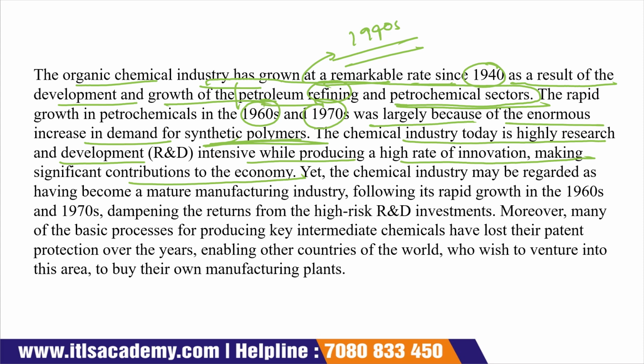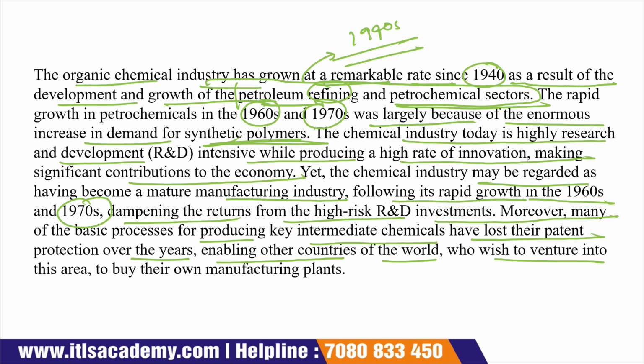Yet the chemical industry may be regarded as having become a mature manufacturing industry following its rapid growth in the 1960s and 1970s, defined by the return from high-risk R&D investment. Moreover, many of the basic processes for producing key intermediate chemicals have lost their patent protection over the years, enabling other countries of the world who wish to venture into this area to buy their own manufacturing plants.